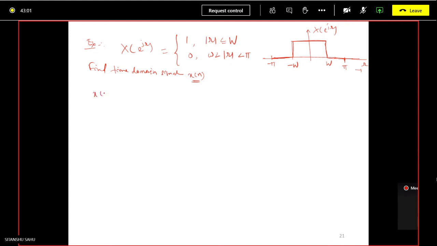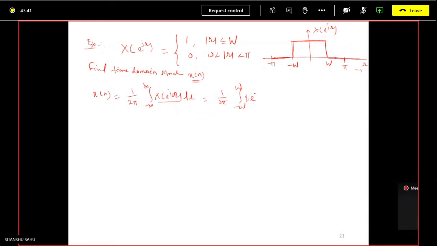This x of n can be written as the inverse DTFT. In the inverse DTFT, x of n can be represented as 1 upon 2 pi, integral from minus infinity to infinity of X of j omega d omega. Now I can write this as 1 upon 2 pi, integral from minus w to w of e to the power j omega n d omega, because X of j omega is 1 within the interval minus w to w.